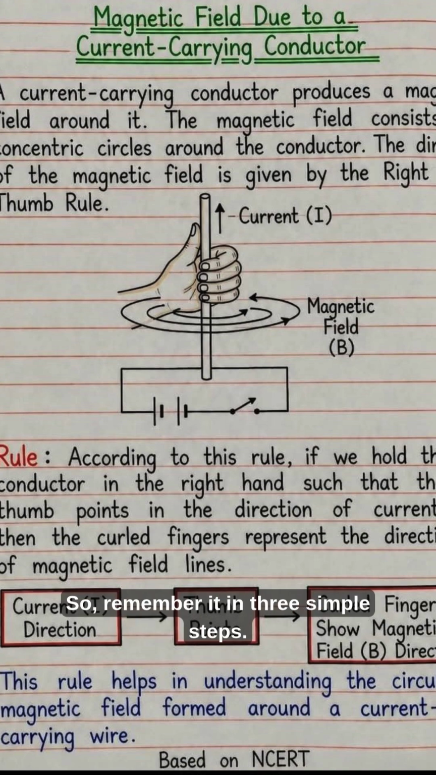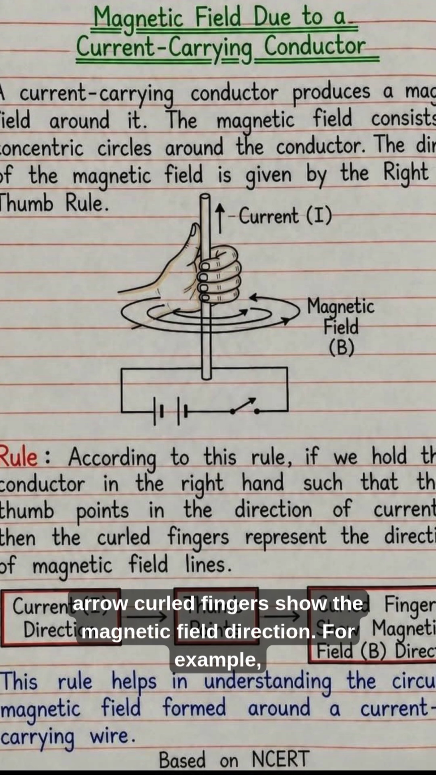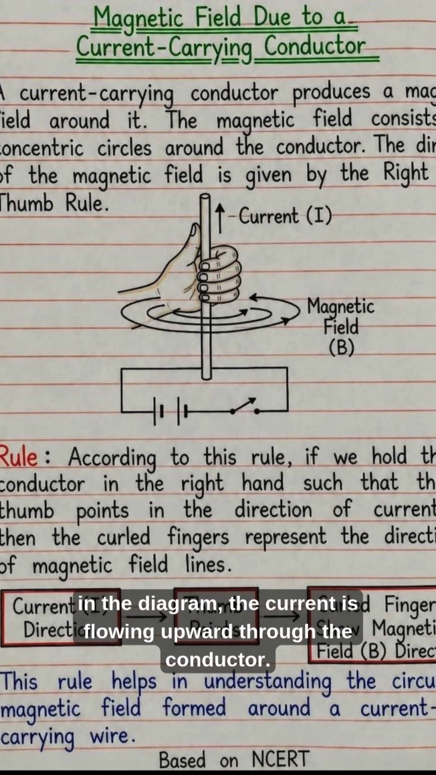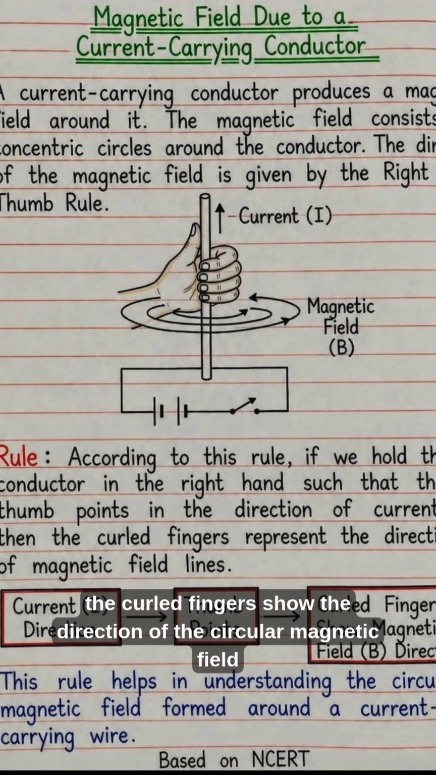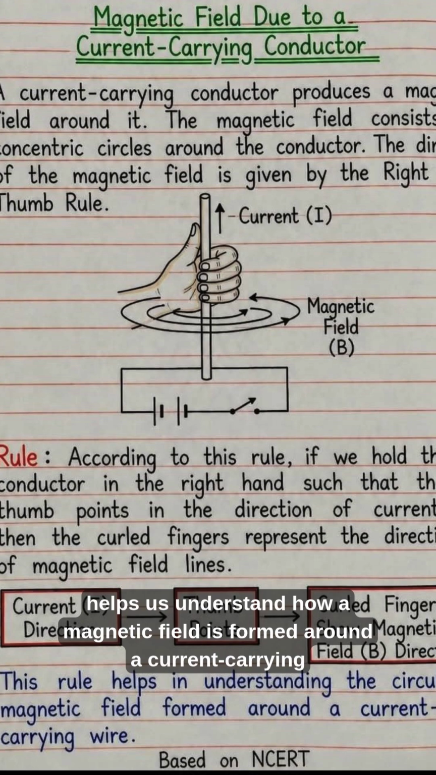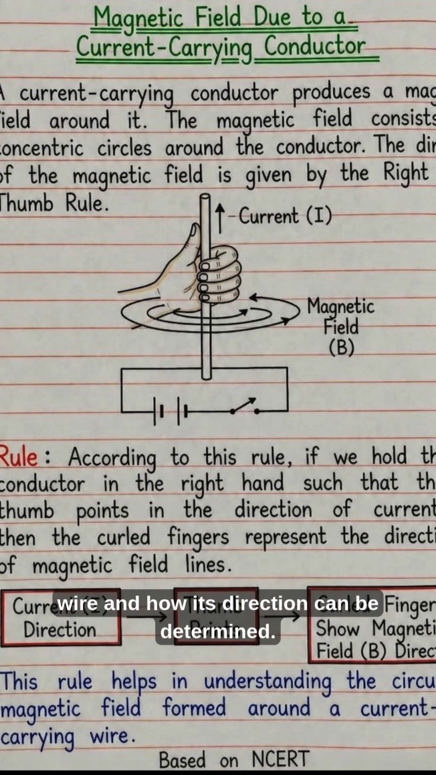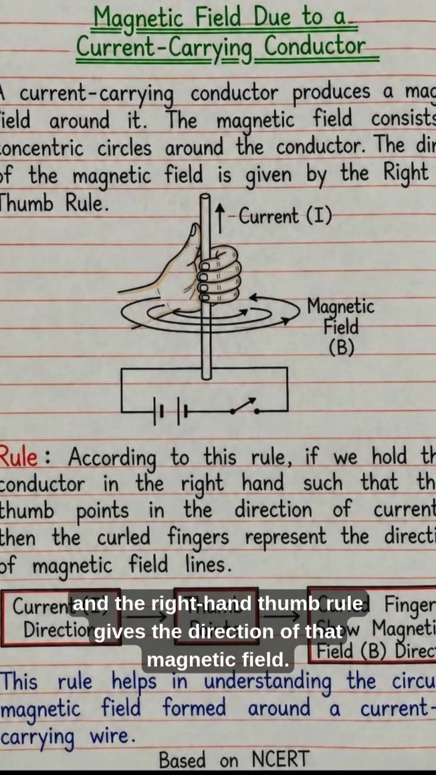So, remember it in 3 simple steps. Current direction → thumb points in the direction of current → curled fingers show the magnetic field direction. For example, in the diagram, the current is flowing upward through the conductor. Therefore, if we point the thumb of our right hand upward, the curled fingers show the direction of the circular magnetic field around the conductor. This rule helps us understand how a magnetic field is formed around a current-carrying wire and how its direction can be determined. So the important point to remember is, a current-carrying conductor produces a magnetic field around it, and the right-hand thumb rule gives the direction of that magnetic field.